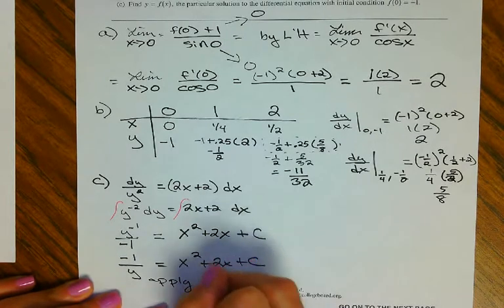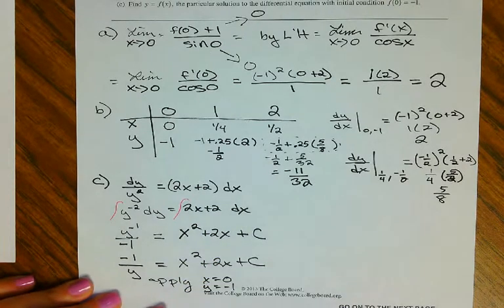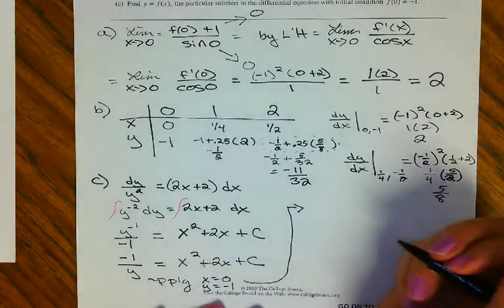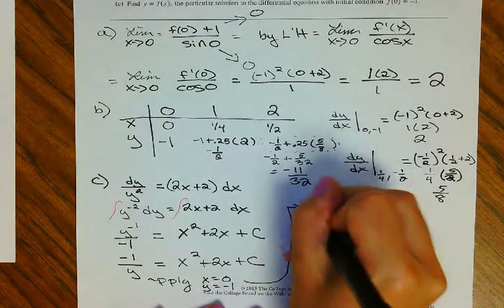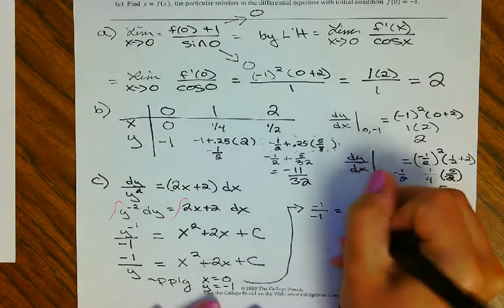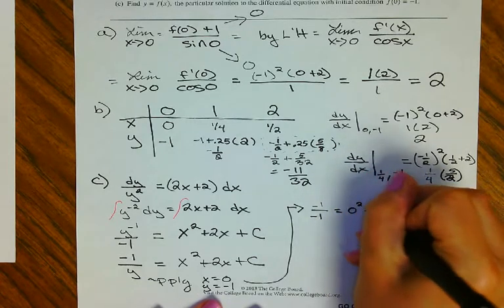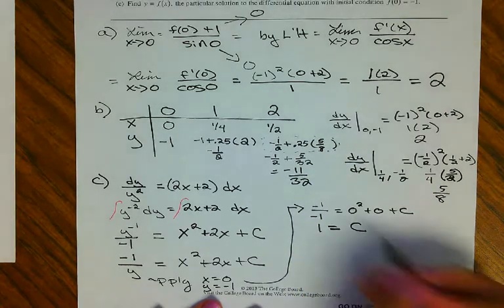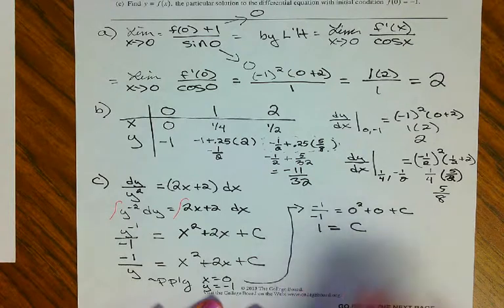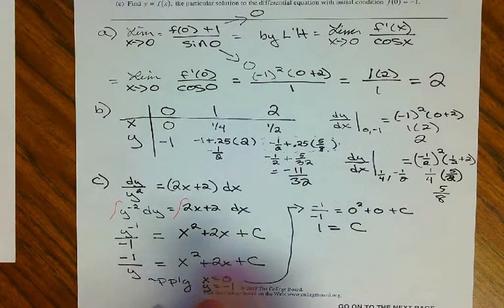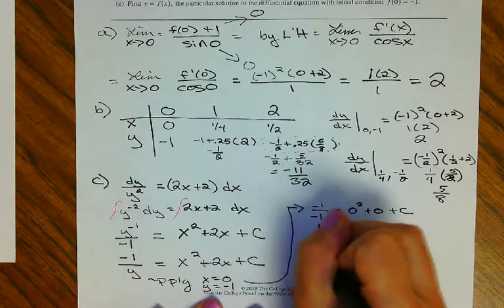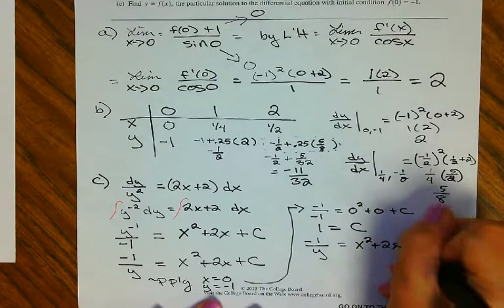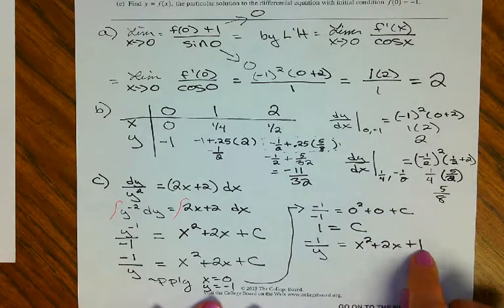So apply x equals 0, y equals negative 1. That was my given initial condition, and I'm just going to scoot my work up here because I'm trying to fit it all on this page. After I apply that initial condition, you get negative 1 over negative 1 equals 0 squared plus 0 plus c. In other words, your c value here is positive 1. Once you solve for your initial condition, take that c and plug it back into that previous line of work before you applied it. So you've now got negative 1 over y equals x squared plus 2x plus 1, because that was what c was, so I'm just replacing that.